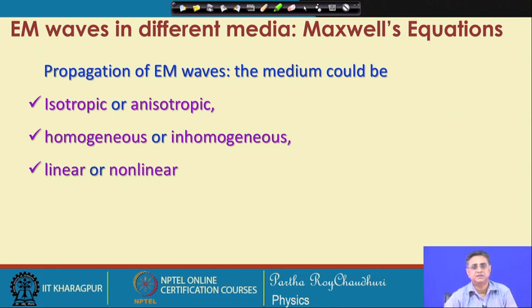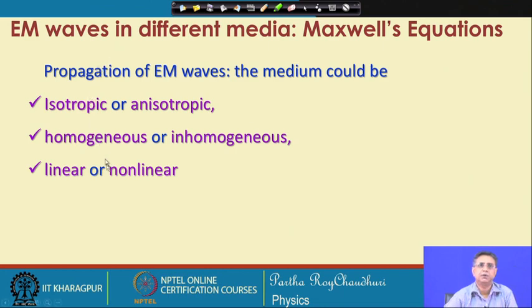Linear and nonlinear, this is another important aspect of the medium. If the properties of the medium, particularly the permittivity or the refractive index, are a function of the intensity of the incident electromagnetic wave, then it becomes nonlinear. If it does not behave differently with the intensity of the incident electromagnetic wave, then it is a linear medium.